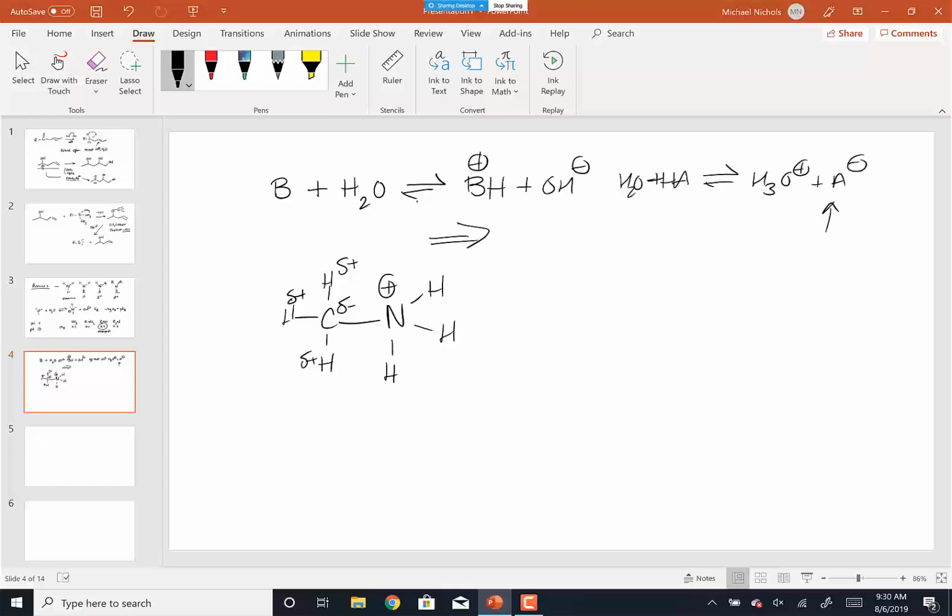Is it going to hoard a negative charge? It's going to push some of that electron density towards the nitrogen. What's that going to do? Make the nitrogen less positive. So in a way, kind of equalizing the charges, but it'll never completely equalize it.